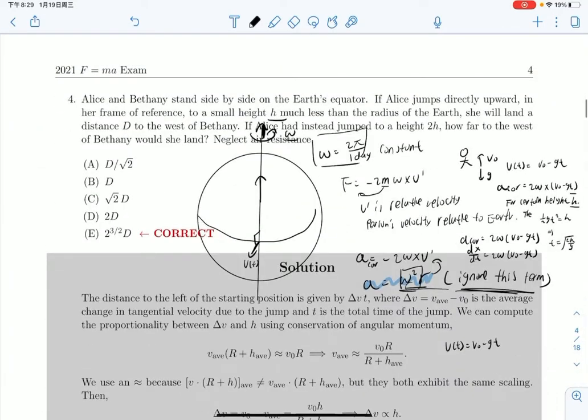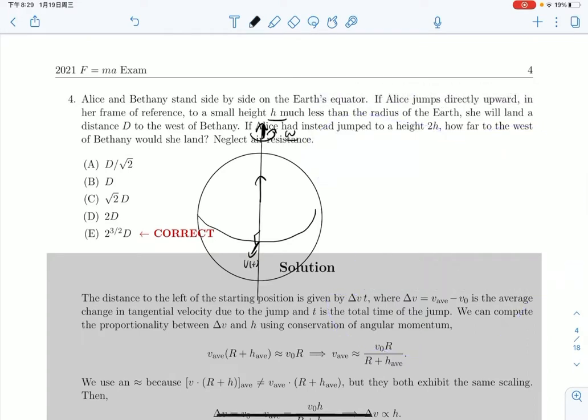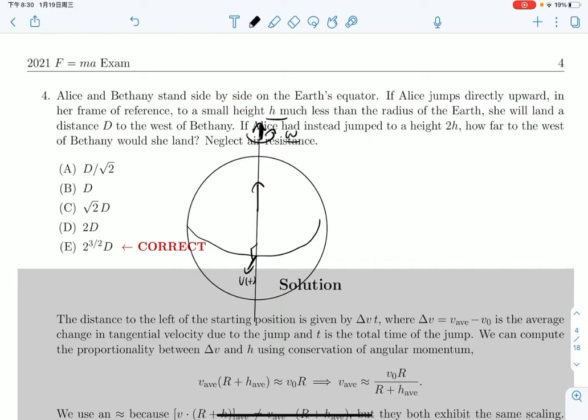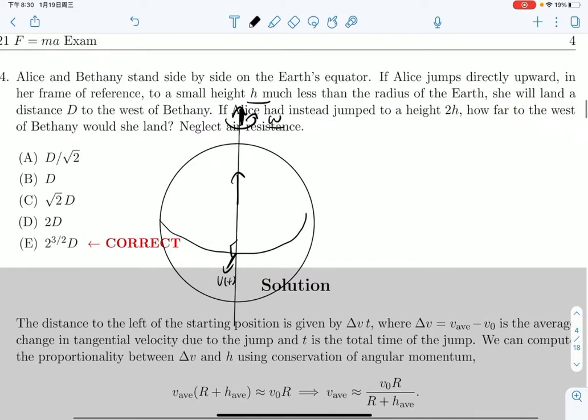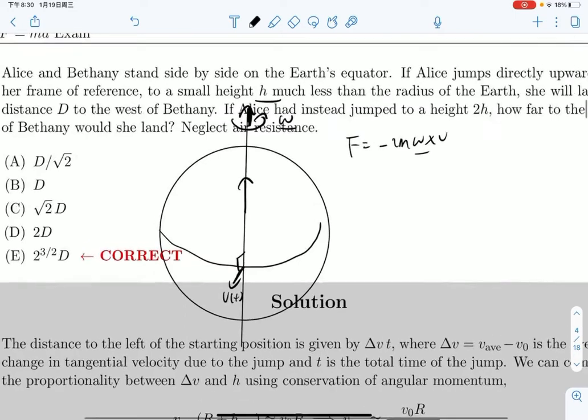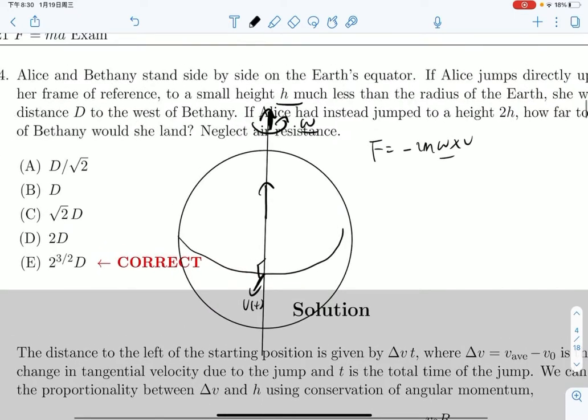And this question is kind of hard. If you want to solve this rigorously, you'll need to use calculus, and that's what we are going to do here. First, we need to take a look at the Coriolis force. The Coriolis force is equal to 2m omega cross v, where omega is the angular velocity. And in this case, we define omega using the right-hand rule.